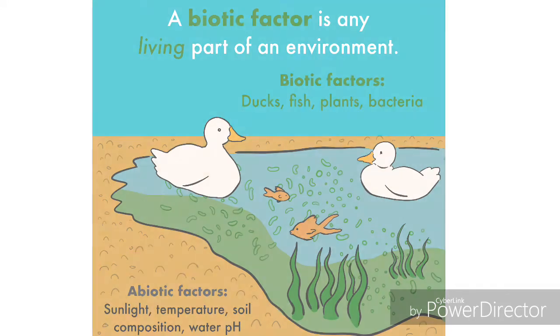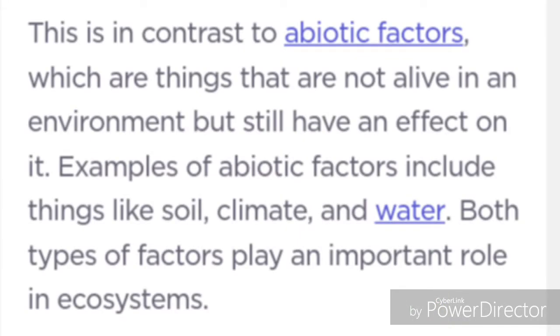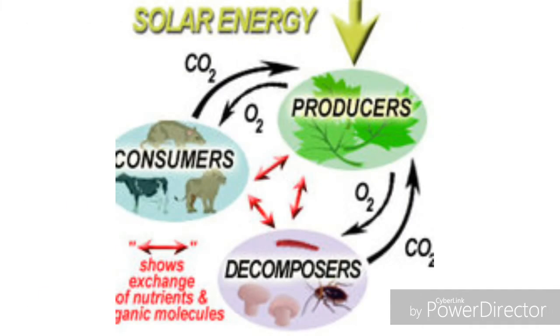Abiotic factors are things that are not alive in an ecosystem, but they play a vital role in the maintenance of an ecosystem. The examples of abiotic factors are sunlight, air, water, and soil. In this picture, you can observe the exchange of nutrients and organic molecules between producers, consumers, and decomposers.